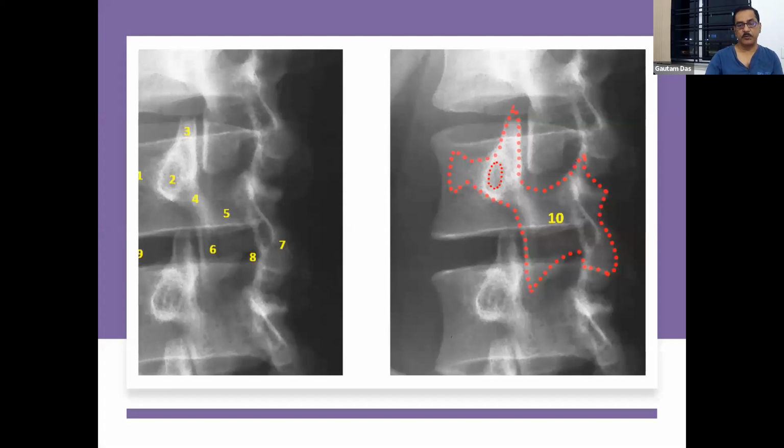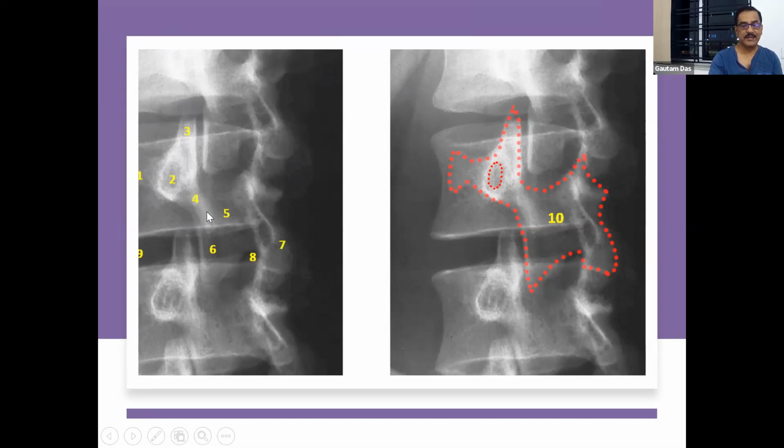And this is your oblique view. In the oblique view, this is your transverse process, and you can see the facet joint so nicely opened up. This is the inferior articular process, superior articular process. You can see the pedicle, transverse process.